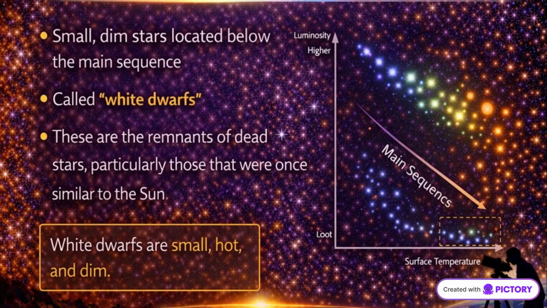Below the main sequence are white dwarfs. These are small, dense, and dim stars. They are the remnants of stars that have completed their life cycle, particularly stars similar to the Sun. Although they are hot, their small size makes them faint.